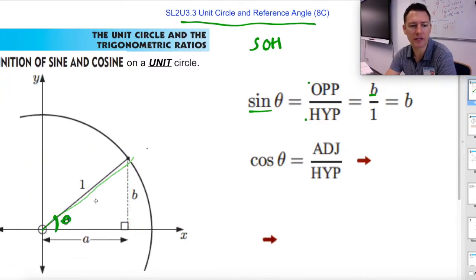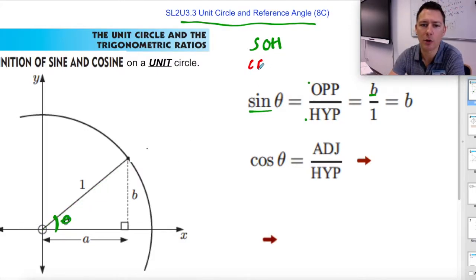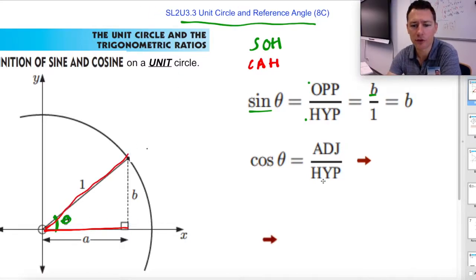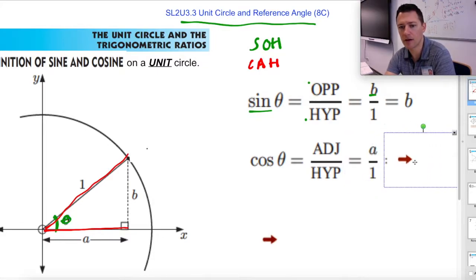The cosine, similarly, should be the adjacent side. Cosine is adjacent over hypotenuse, and here's the adjacent side. We're just going to call it a, and this is the hypotenuse. So really, the cosine of theta is a over 1, or just a.